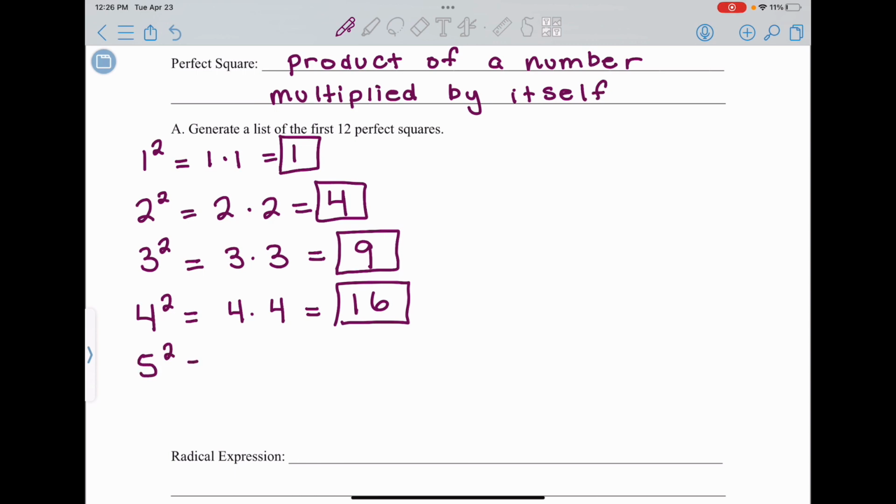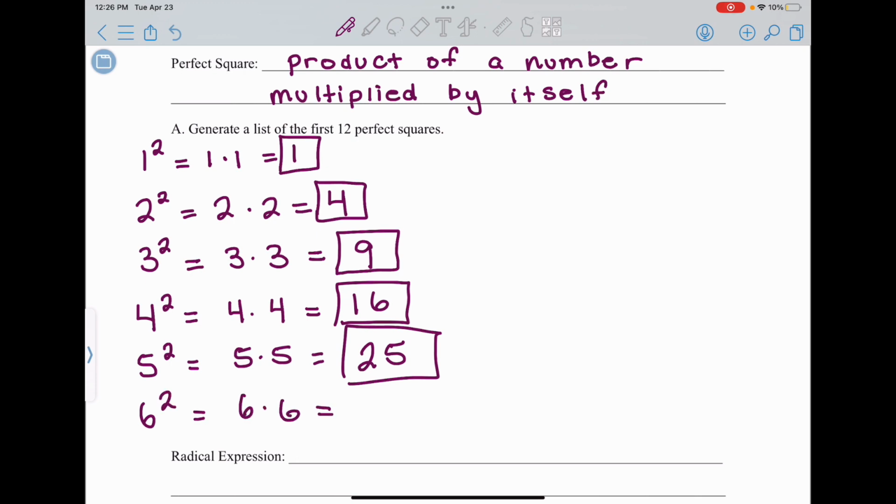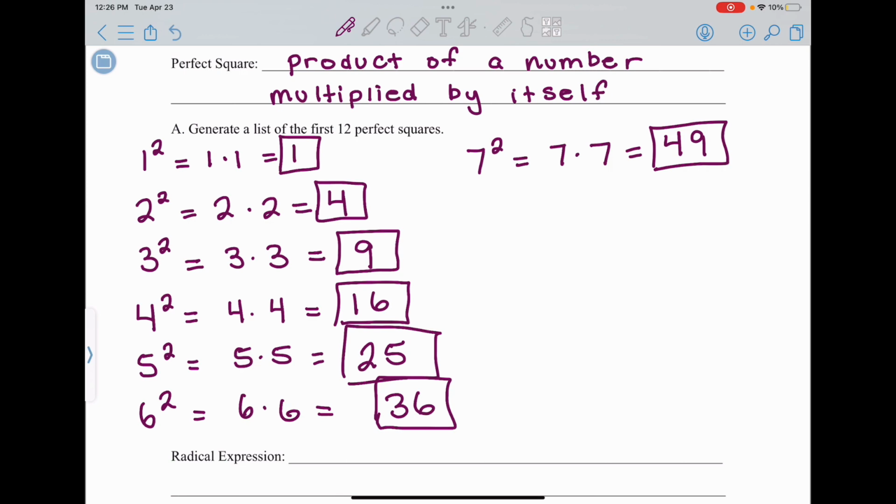Next we have 5 squared. 5 times 5, which is 25. 25 is a perfect square. Next we have 6 squared. 6 times 6, which is 36. 36 is a perfect square. Next we have 7 squared. 7 times 7 is 49. 49 is a perfect square.